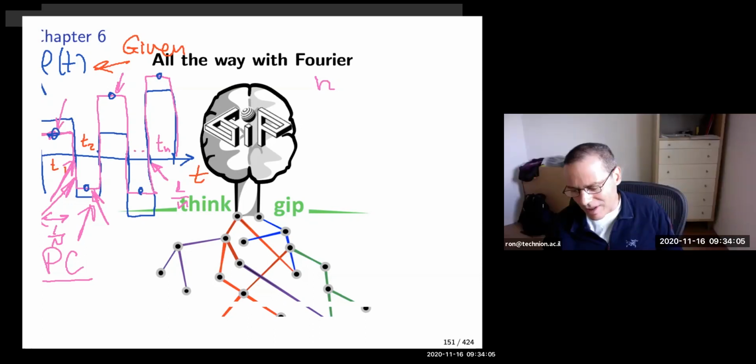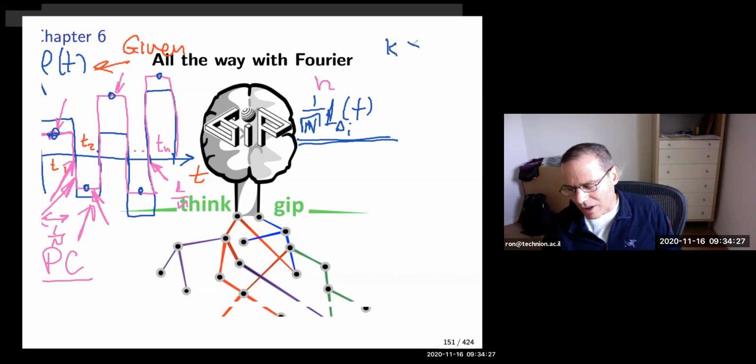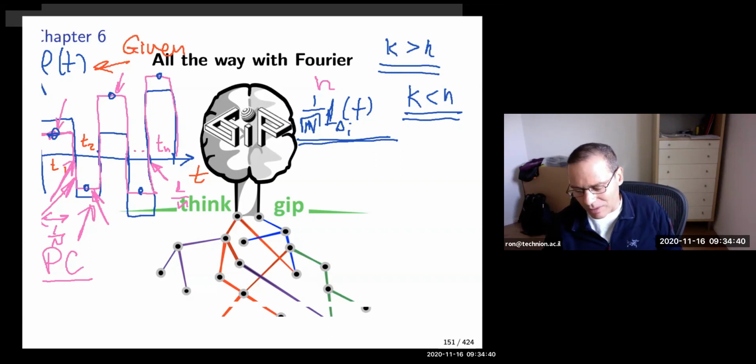Yeah, so the standard basis, the one that we denoted as such, would probably be my basis of choice. There would be one over square root of n here, or capital N, it depends how we define it. This would be my basis of choice, and it would give me a perfect way of representing the function. Now, if somebody gives me a number k which is larger than n, it wouldn't help me much. But if somebody gives me a k which is smaller than n, then there is a guarantee that I will not be able to reconstruct my signal perfectly.